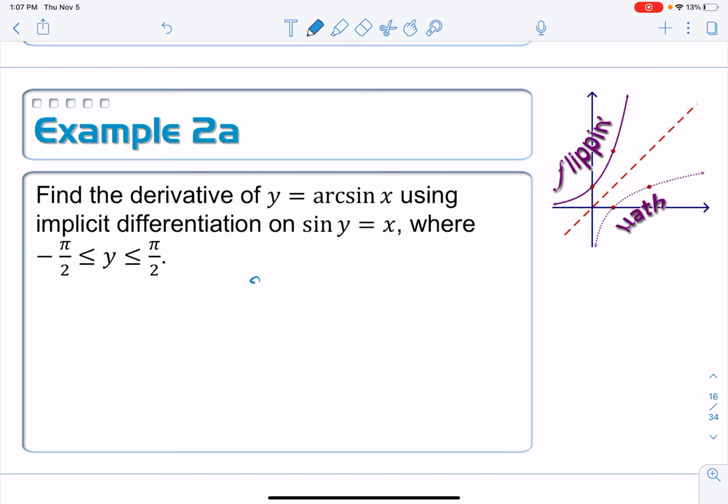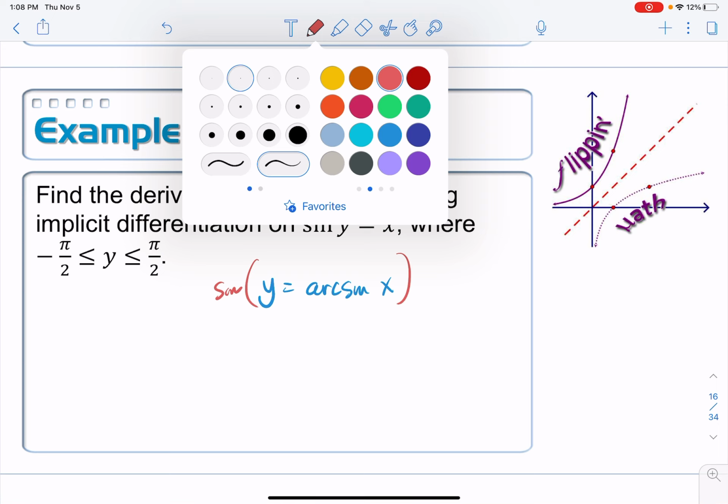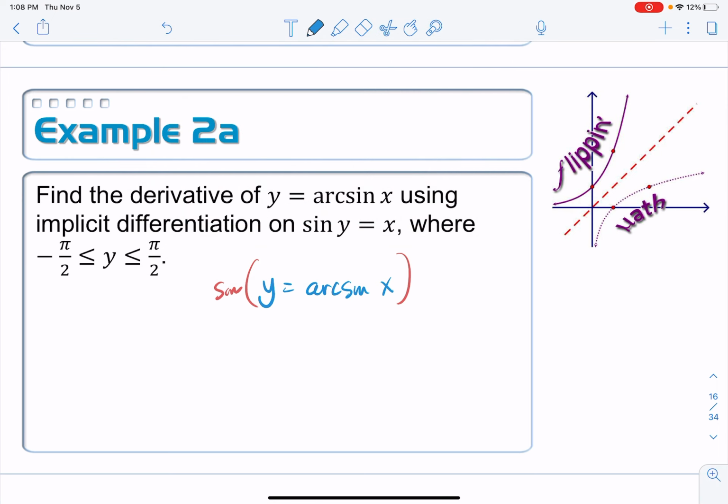Okay, so here's the thing. I'm going to take y being equal to the arc sine of x, and we don't have a derivative formula for that. So one of the things that I can do to both sides of the equation, I can multiply it by 2 if I wanted to, I can subtract 5, or I can take the sine of both sides. And that's what I'm going to do. Because I know the derivative for sine.